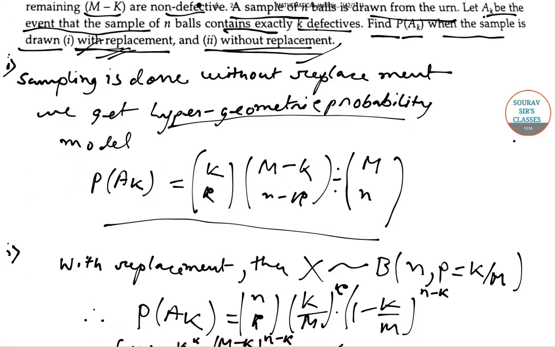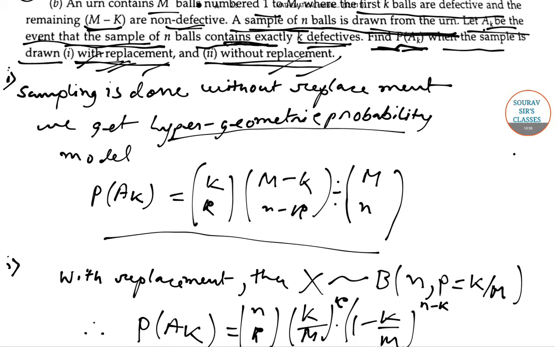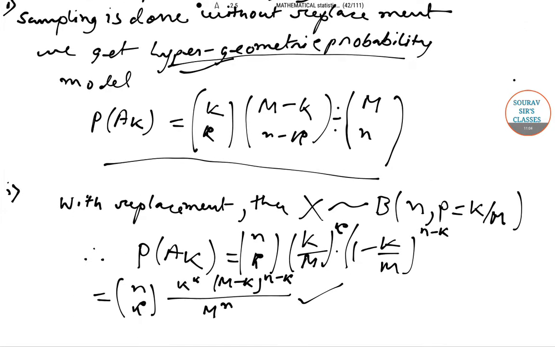So in today's class we have solved this question, that is, an urn contains M balls numbered 1 to M, where the first K balls are defective and the remaining M minus K are non-defective. A sample of n balls is drawn from the urn. Let A_k be the event that the sample of n balls contains exactly k defectives. So we had to find the probability of A_k. We have done this with replacement and without replacement. In case of without replacement, we found it would be a hypergeometric probability, and with replacement it will follow a binomial n comma p, with p equal to K by M.